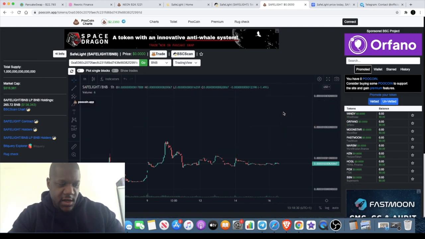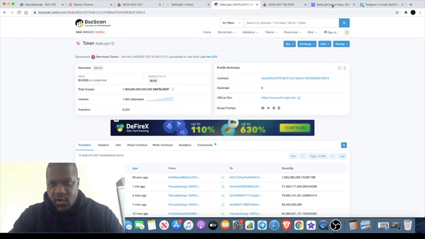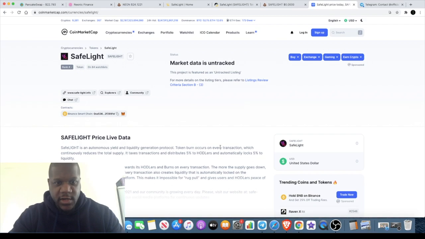I've got another new low cap gem that has come across my desk today, and that is Safelight. Unlike some of the other ones, this one has already got onto CoinMarketCap. It's not on CoinGecko yet, and the data is not here yet. It's very early, but I guess this is going to be updated very shortly. If you do want it, you can get the website and all that sort of stuff, but I'll probably leave a link in the description for you.